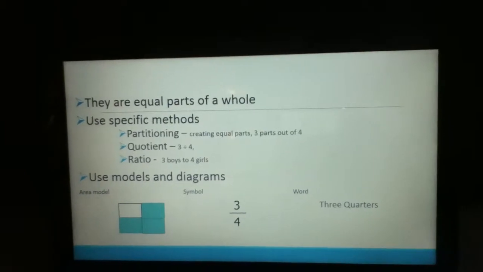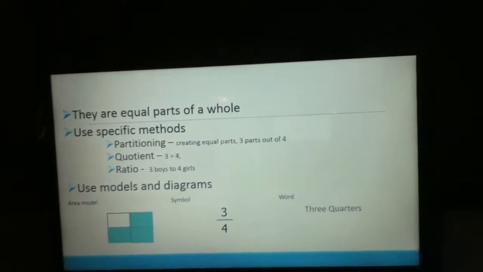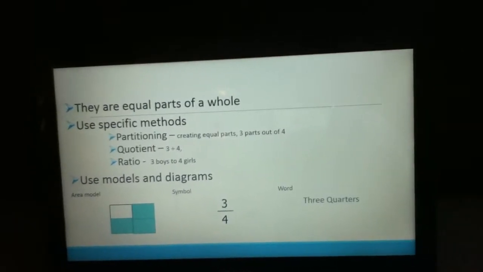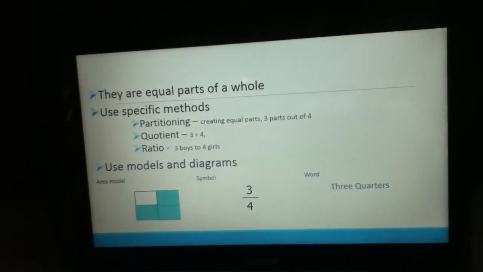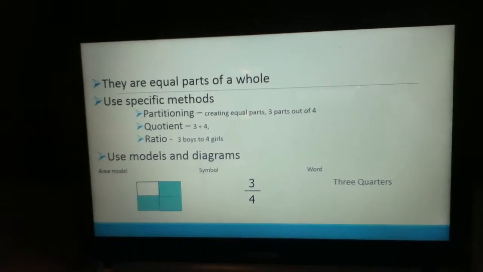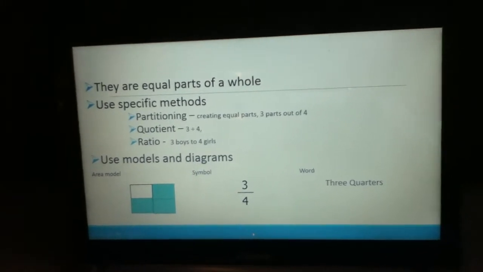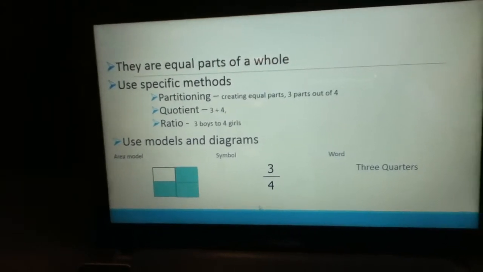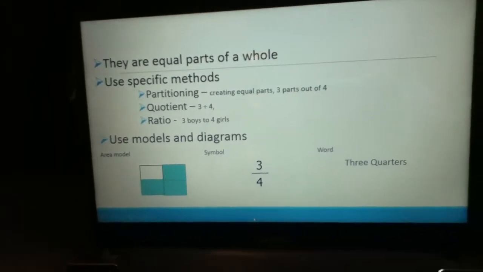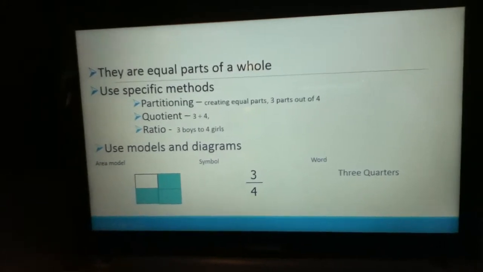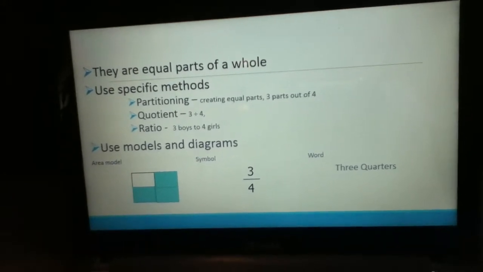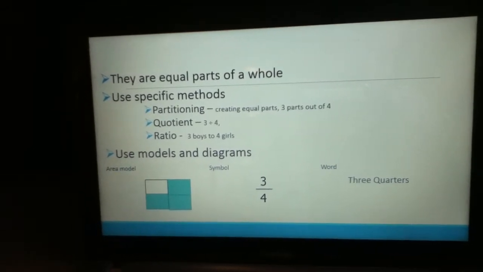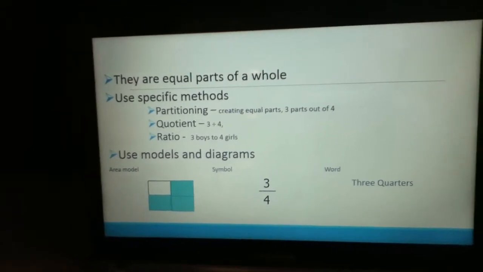Using different methods to represent fractions by partitioning, which is creating equal parts to the fraction, for example 3 out of 4, or quotient, which is divided, 3 divided by 4, or ratio, which can be represented, for example 3 girls to 4 boys, or 3 boys to 4 girls, depending on your fraction problem. To represent fractions, you can use area models, symbols, or words. It's important to use these as it gives children a better understanding of fractions and how they can be represented.